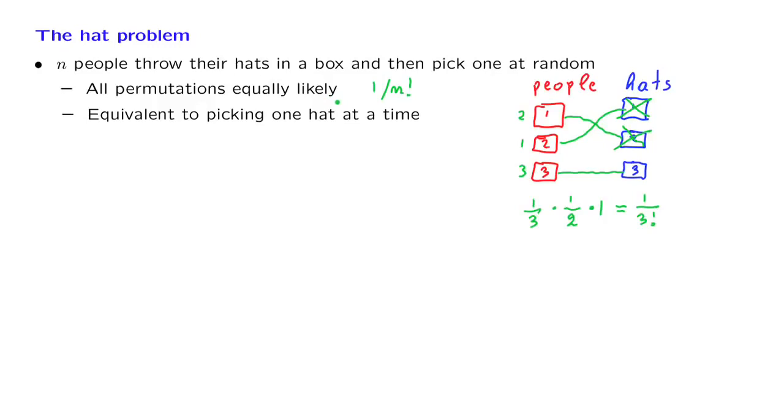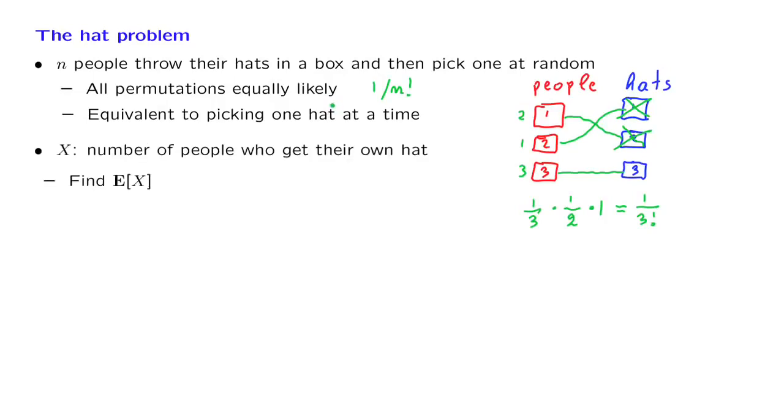Now that we have described our model and our process and the associated probabilities, let us consider the question we want to answer. Let x be the number of people who get their own hat back. For example, for the outcome that we have drawn here, the only person who gets their own hat back is person 3, and so in this case, x happened to take the value of 1. What we want to do is to calculate the expected value of the random variable x.